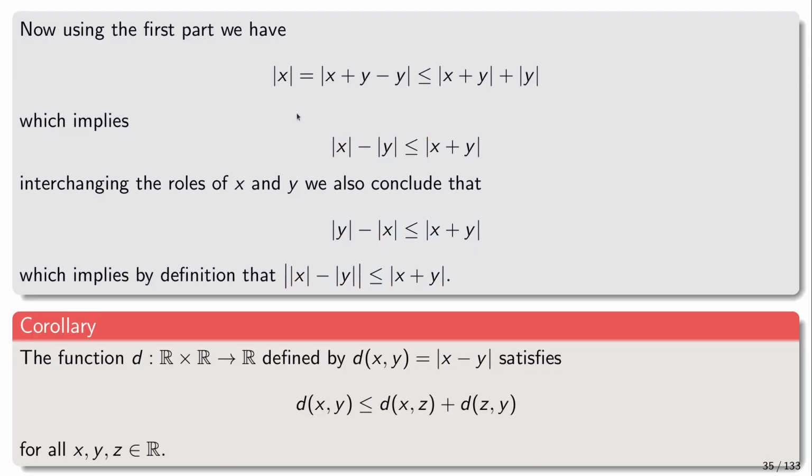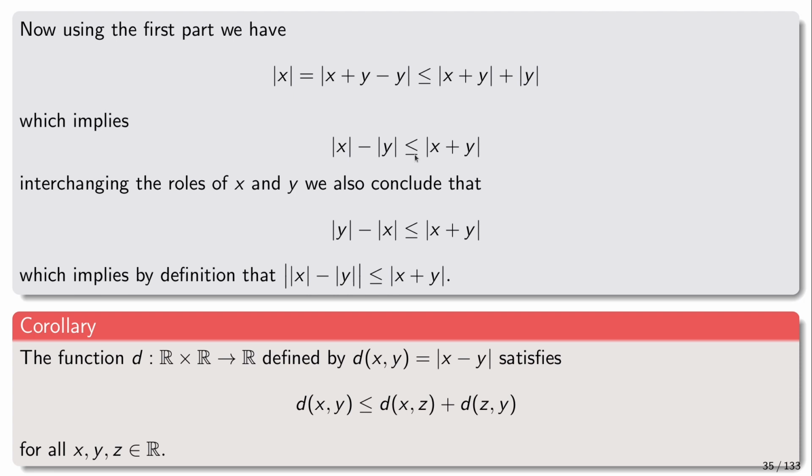Now we will use this nice trick, which will be very convenient in other applications, so bear this in mind. We'll write x as x plus y minus y. So of course the absolute value of x equals this. And now we use the first part of the triangle inequality. So we will say that this is no more than the absolute value of x plus y plus the absolute value of y. And now we can switch the absolute value of y to the other side, and we have that the absolute value of x plus y is bigger than that.